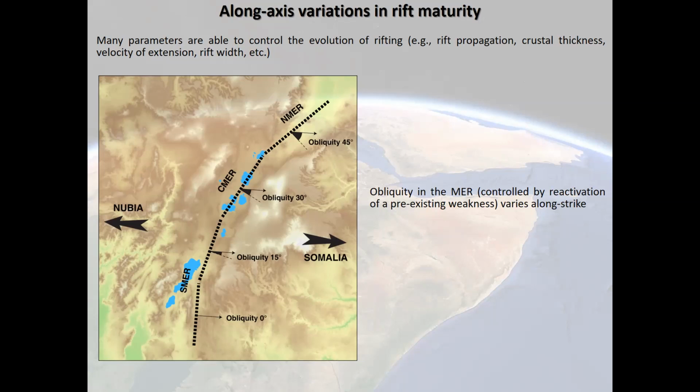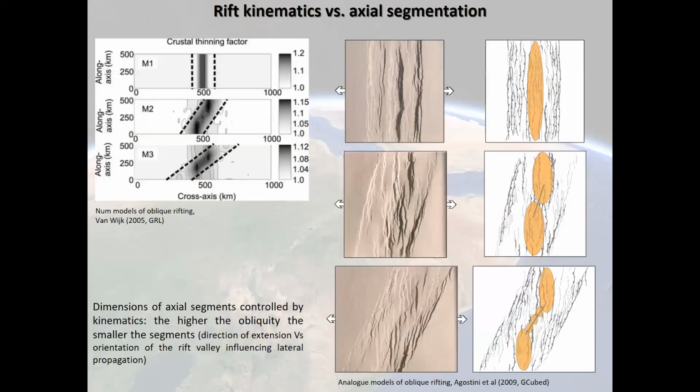And this has two main consequences. The first one is that if you pass from orthogonal rifting to oblique rifting, you change the dimension of the axial segments, because the higher the obliquity of rifting, the smaller the axial segments that can develop within the rift zone.